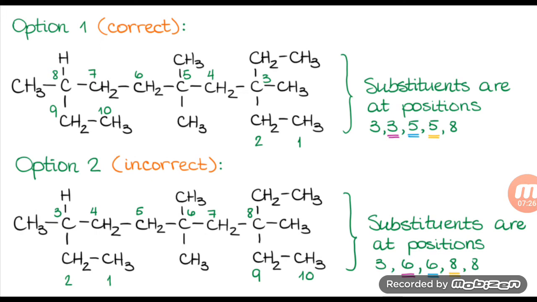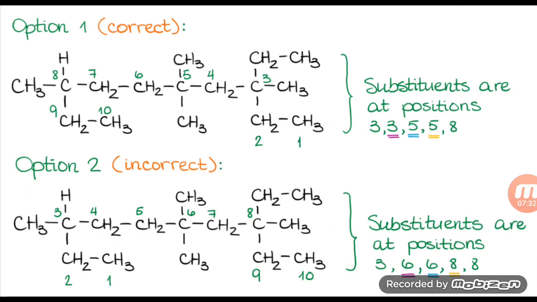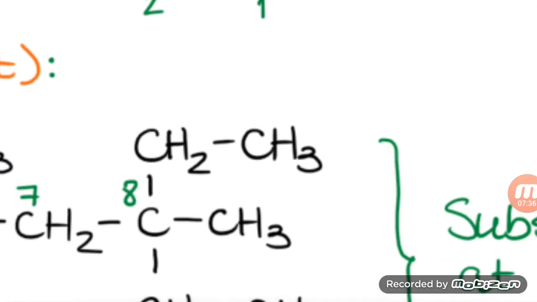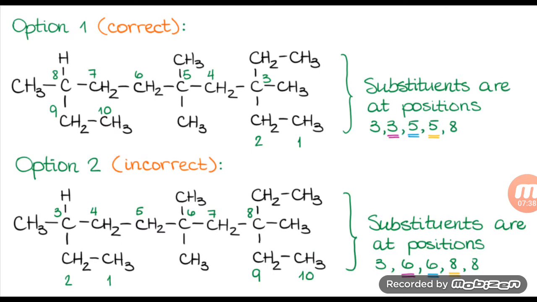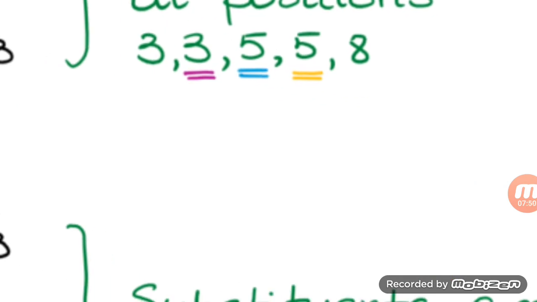However, if I start numbering from the left side, as I told you that I'm not going to start from this side. If I start numbering from this side, then I will be having 1 2 3 4 5 6 7 8 9 10. Both are having the same carbon numbers, but the substituents are having higher numbers. How are they having higher numbers? Here look, the substituents are present at 3 3 5 5 8.